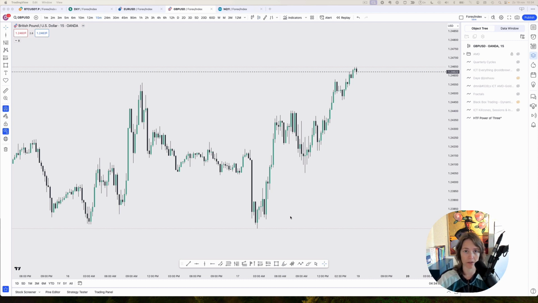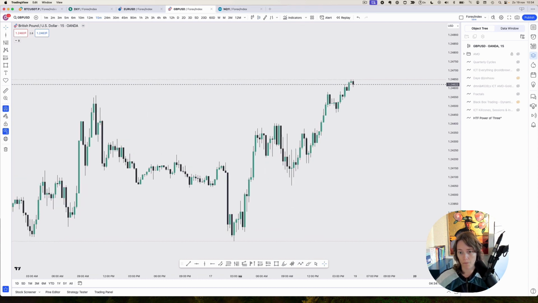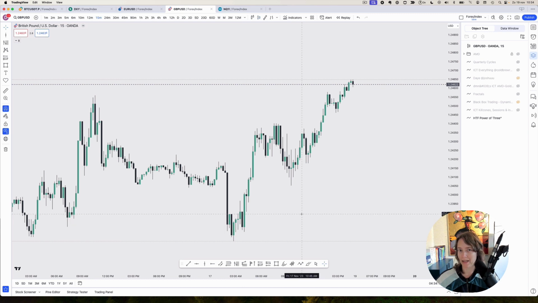But first, let me show you what I think is actually the beating heart of what ICT is trying to teach us. And it has everything to do with the power of 3. So, quick recap on what is actually the power of 3. Well, the power of 3 describes how a candle is formed.